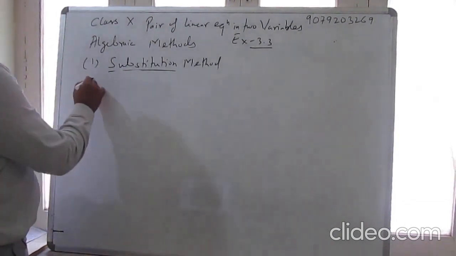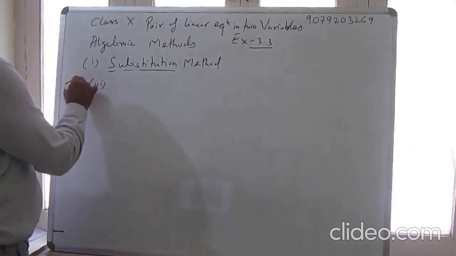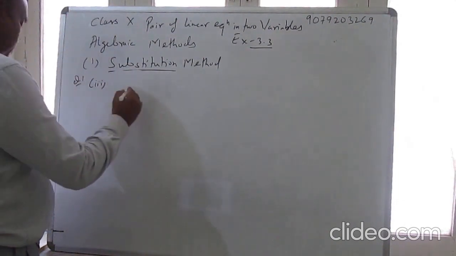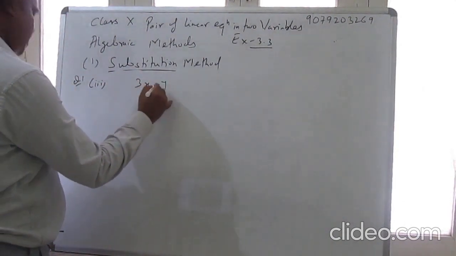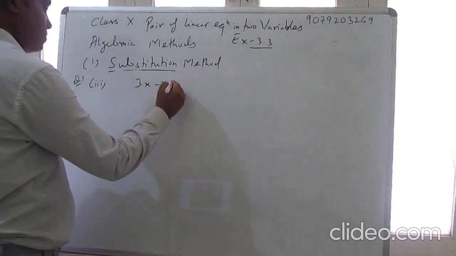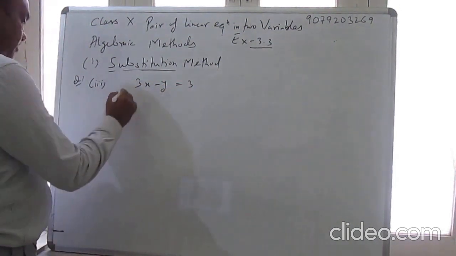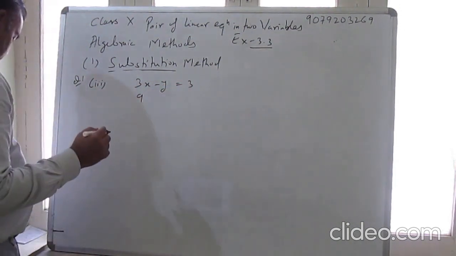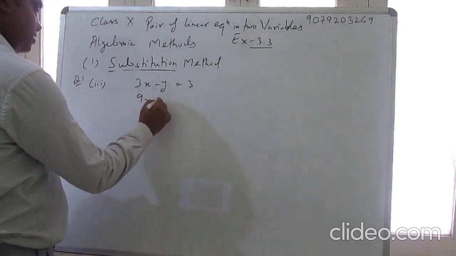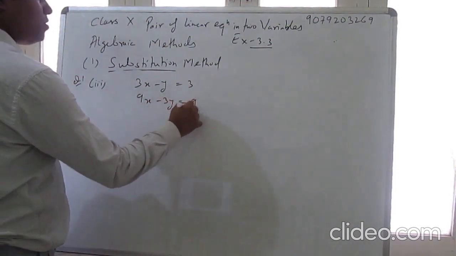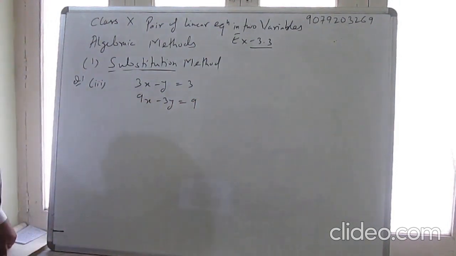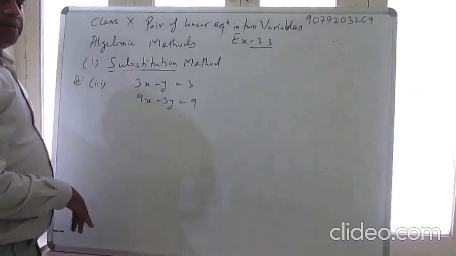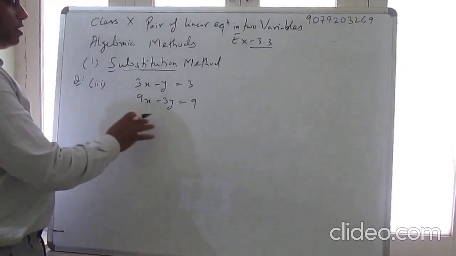See third part. Question 1, third part. 3x minus y is equal to 3. 9x minus 3y is equal to 9. First we solve, then I will explain what is inside this question.